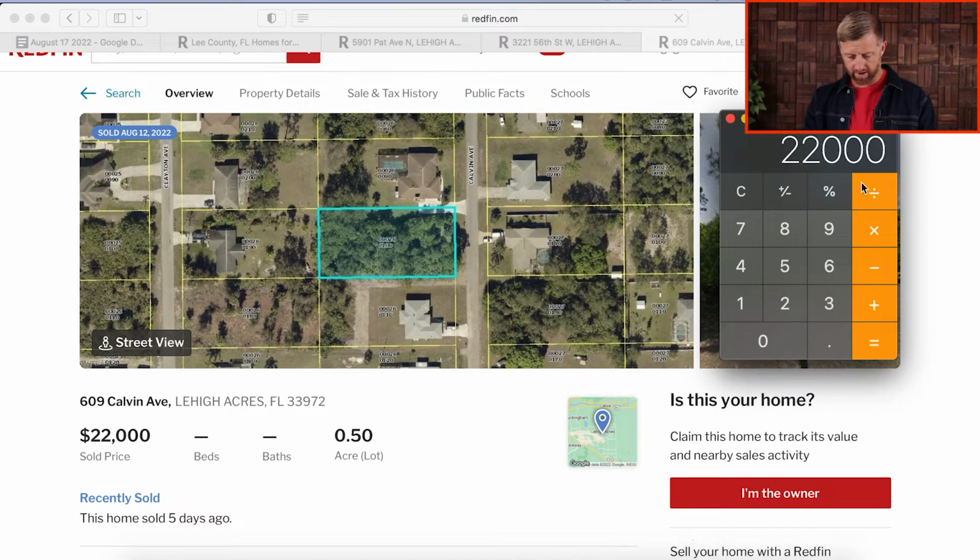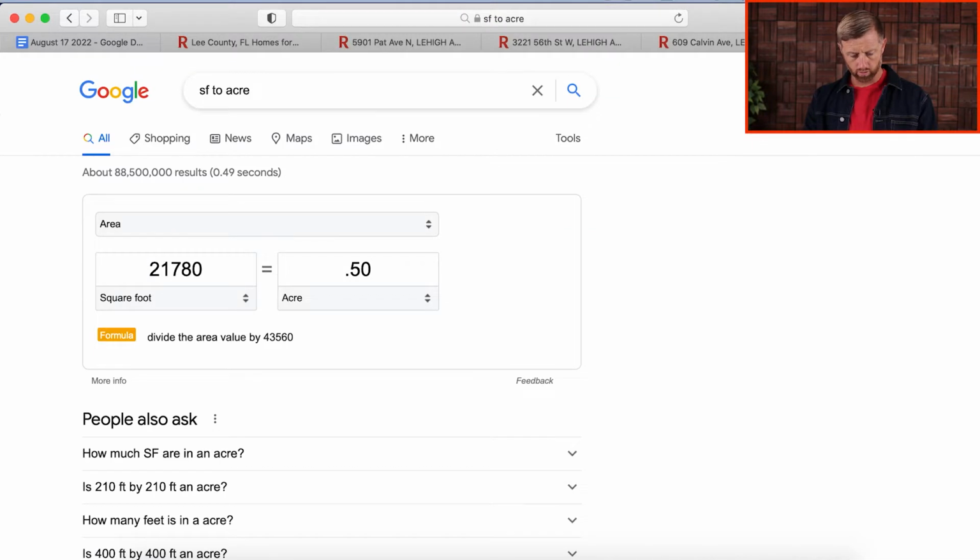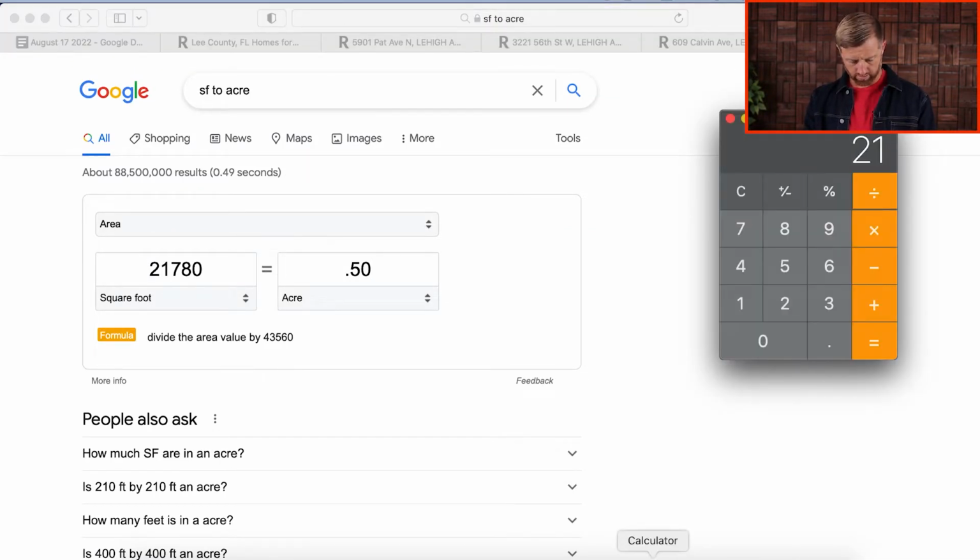$22,000 divided by 21,780 square foot. So the price per square foot of that property is $1.01. So if you notice, those smaller square foot parcels, the ones that are 10,890, are going for about $1.33 a square foot. When you get up to the half-acre parcel or the 21,000 square foot parcels of land, you're looking at more of $1.01.